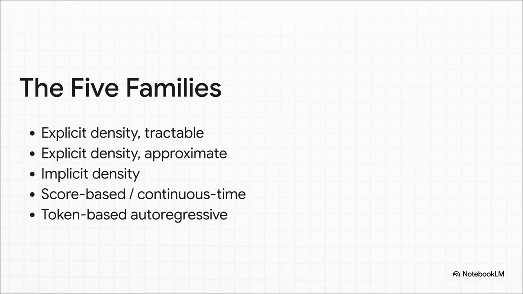1. Explicit density that's tractable. 2. Explicit density that's approximate. 3. Implicit density. 4. Score-based or continuous time models. And 5. Token-based autoregressive models. Every single model making headlines right now, from ChatGPT to Sora, fits perfectly into just one of these 5 buckets.